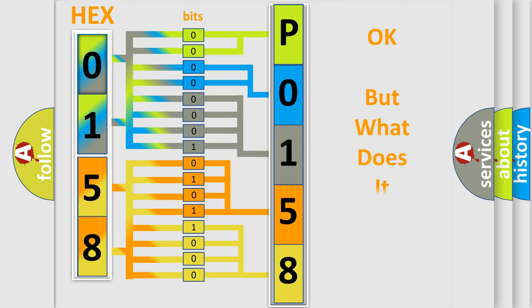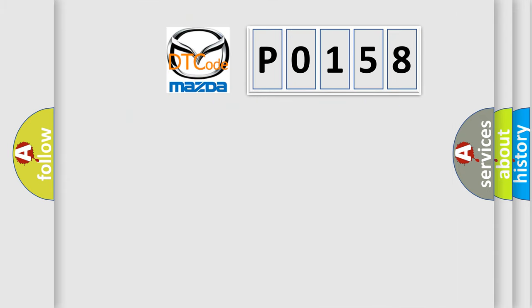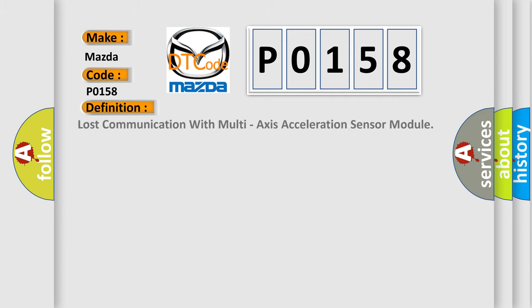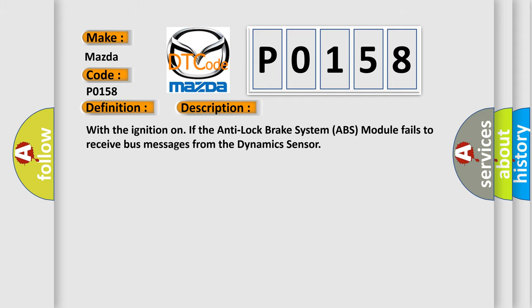The number itself does not make sense to us if we cannot assign information to what it actually expresses. So, what does the Diagnostic Trouble Code P0158 interpret specifically for Mazda? The basic definition is lost communication with multi-axis acceleration sensor module. And now this is a short description of this DTC code. With the ignition on, the anti-lock brake system ABS module fails to receive bus messages from the dynamics sensor.